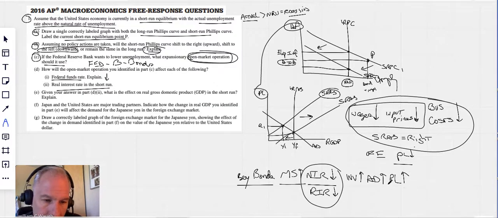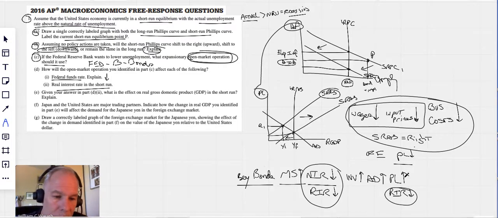I also know that when the price level goes up, that affects the real interest rate also. When the price level goes up, real interest rates go down also. So these two, we know real interest rates are definitely going to fall. They don't ask us to explain it, but if we had to, we would want to use price level and nominal interest rates to explain those lower real interest rates.